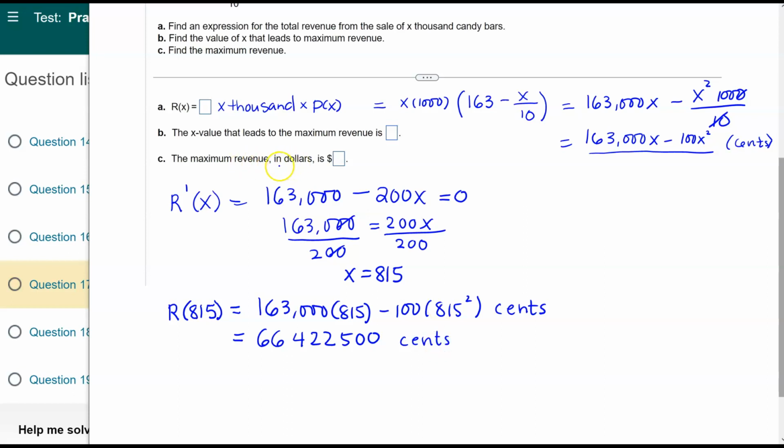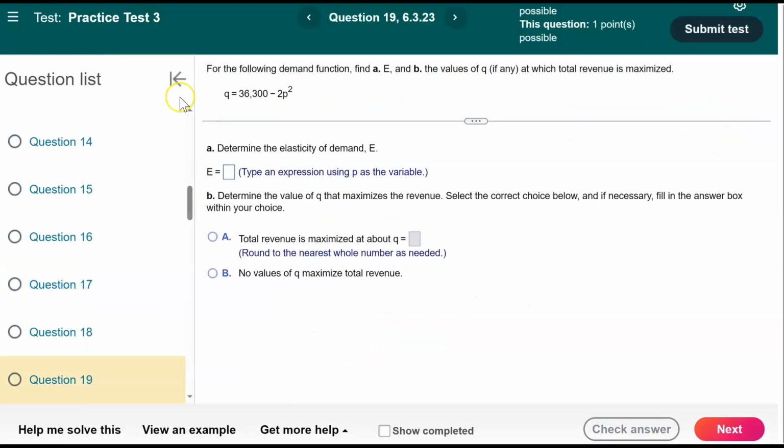Now we are to write the revenue in dollars. So writing this in dollars means you divide this by 100. So divide this by 100 to convert it to dollars. So therefore, the answer is 66422. Just cancel the 2 zeros. 4225. So that is 664,225. Now let's consider the next problem.